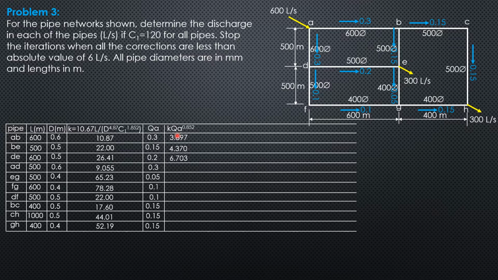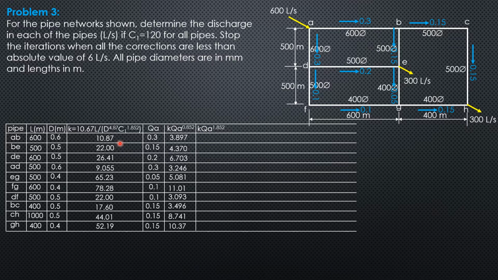26.41 times 0.2 to the 0.852, 6.703. 9.055 times 0.3 to the 0.852, 3.246. 65.23 times 0.05 to the 0.852, 5.081. 78.28 times 0.1 to the 0.852, 11.01. 22 times 0.1 to the 0.852, 3.093. 17.6 times 0.15 to the 0.852, 3.496. 44.01 times 0.15 to the 0.852, 8.741. 52.19 times 0.15 raised to 0.852, 10.37.